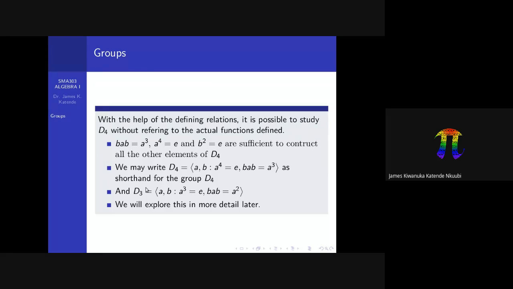You can do the same for D3. For D3, we also noted that you only need these two elements to write out all the remaining four elements of D3. And then along with these properties, you can construct all the other elements of D3. So this A and B are usually called the generators of the group. And we shall explore this in more detail later when we talk about generators.